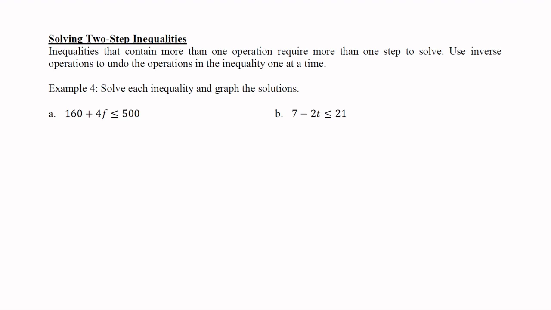We're going to start A by subtracting 160 from each side. That gives us 4f is less than or equal to 340. And then divide each side by 4, and that gives us f is less than or equal to 85.